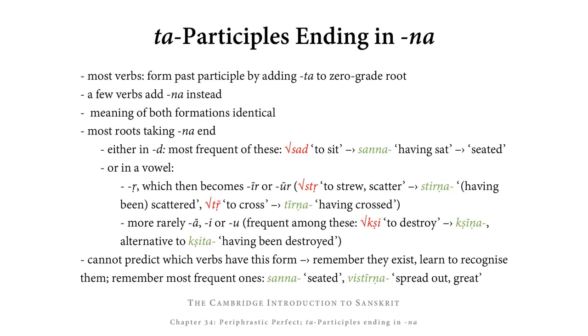More rarely, we also get roots that end in long a or short e or short u, i.e. other vowels. And perhaps the most frequent among those is from kshi, to destroy, the alternative past participle kshina, which exists alongside the more regular kshita, and both of them mean destroyed, having been destroyed. As we said a second ago, we cannot predict which verbs have this na participle. So from a practical point of view, what we need to do is remember that such na participles exist. We need to learn to recognize them, and we should remember the most frequent ones, which are sanna, meaning seated, and on the basis of stirna, which means spread out, and therefore great.